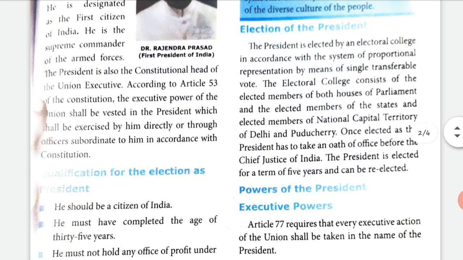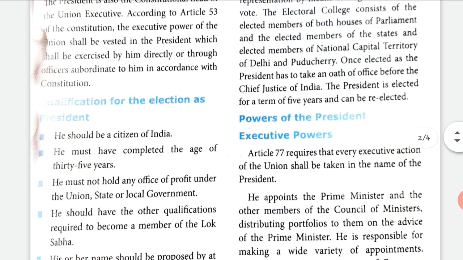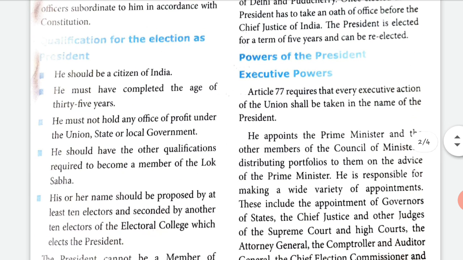Then we have qualification for the election of the president. Okay, he should be a citizen of India. This is a very important part which you have to know. So the president of India should be a citizen of India. He must have completed the age of 35 years.